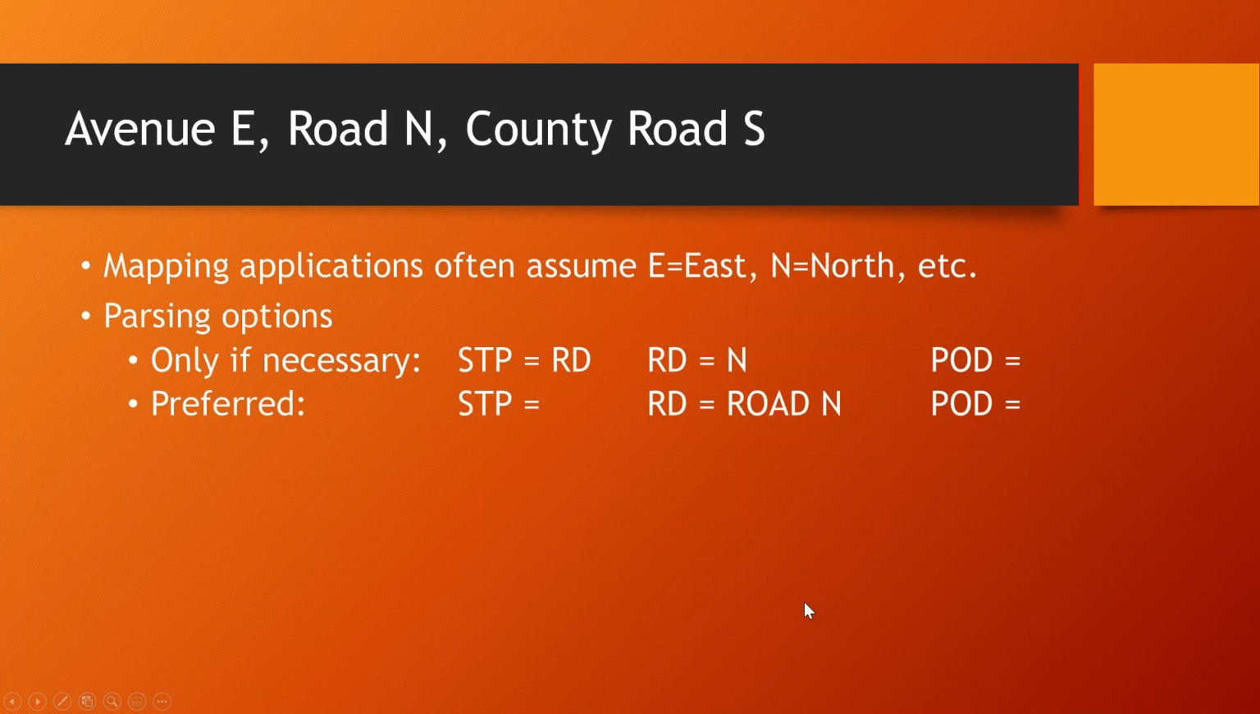And just as a quick warning, mapping applications often automatically translate E to east and N to north. So if you happen to have a rural road naming structure that leaves you with an E, an N, or an S, you really need to put those together in one field, because this is going to be interpreted as road north. So it's important to concatenate those into a single field if you possibly can.